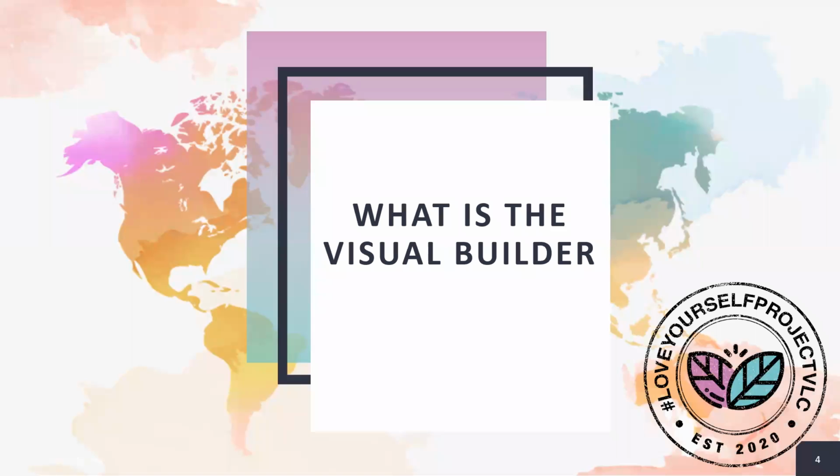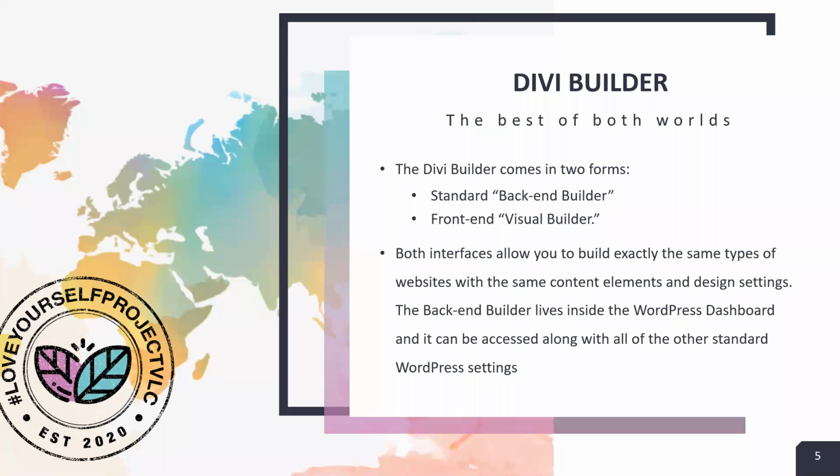So what is the Visual Builder? The Divi Builder or Visual Builder is actually the best of both worlds because it comes in two forms. The first is the standard back-end builder and the second is a front-end visual builder. Both interfaces allow you to build exactly the same types of websites with the same content elements and design settings.